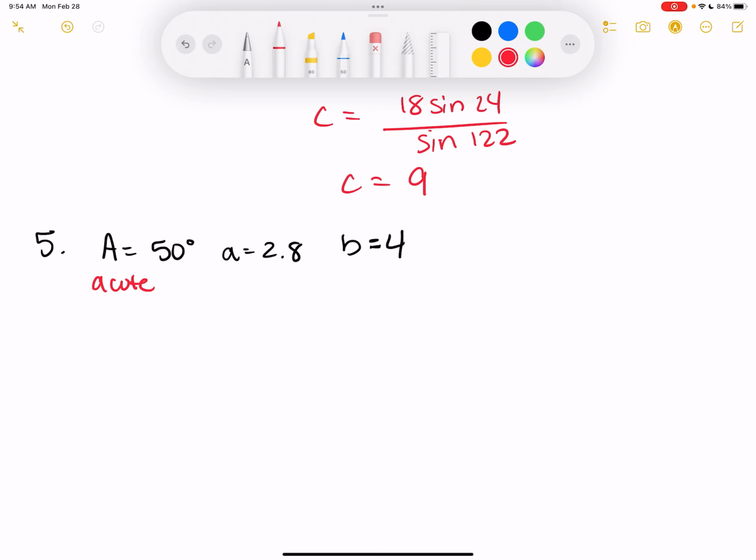Okay, I'm given all the information that I gave you on the sheet, right? You have angle A, you have a side a, and you have a side b. So, is a greater than b? No. It's not equal to either, meaning I've got to find h. So, h is equal to b sine A. So, h is equal to 4 sine of 50.